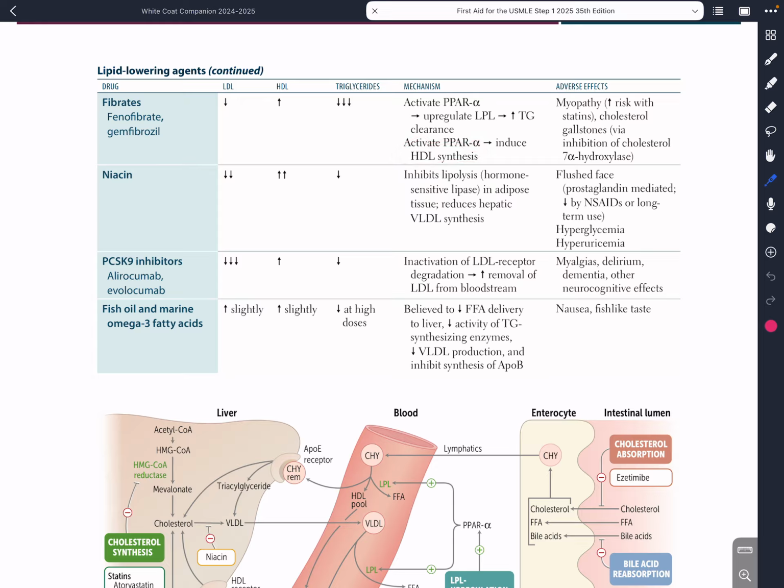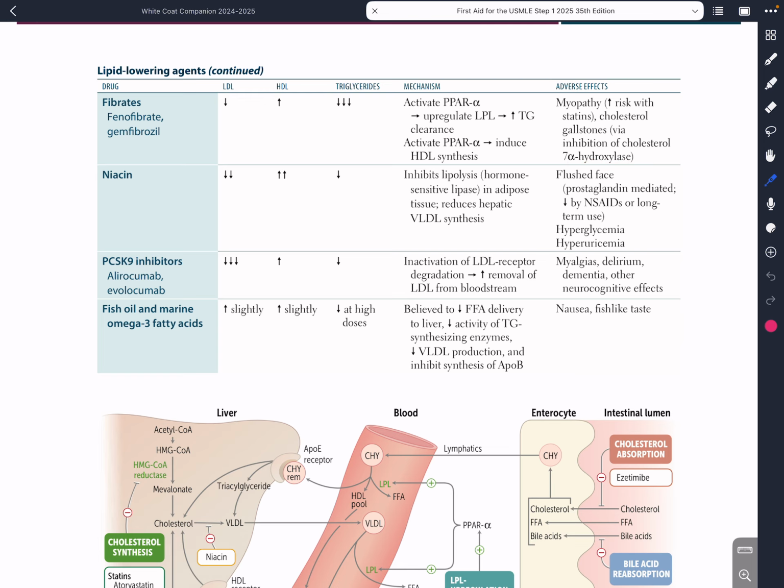Side effects of fibrates are the same as any other lipid lowering agent. Myopathy risk increases with statins. If you give statins and fibrates together, you have severe myopathy. And another very specific fibrate side effect is that it can cause cholesterol gallstones via inhibition of cholesterol 7 alpha hydroxylase.